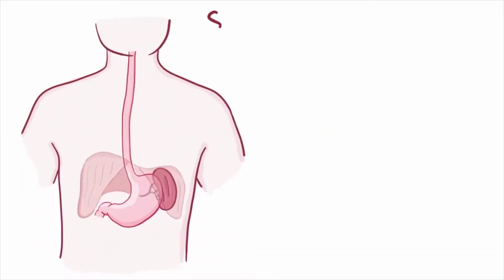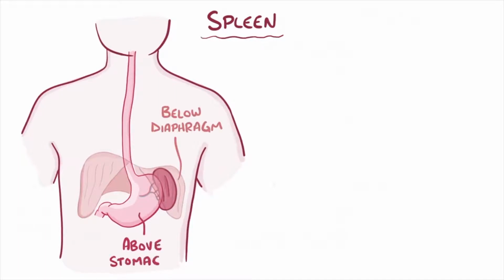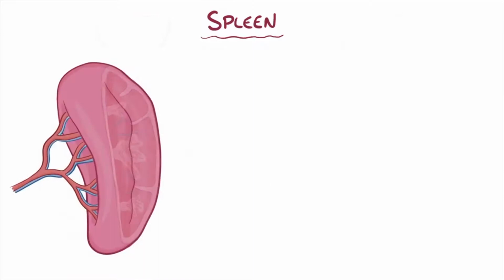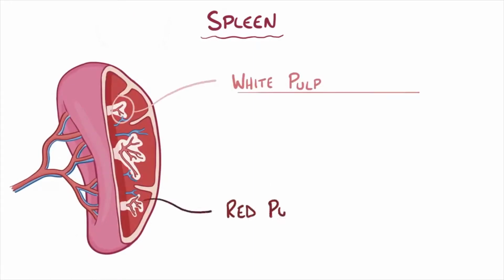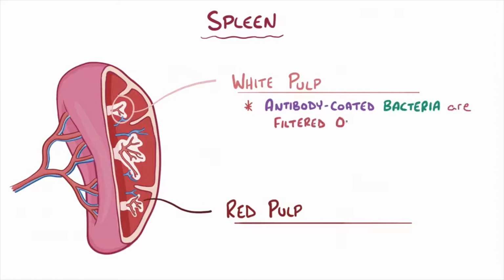Another lymphoid organ is the spleen, which is about the size of a fist and sits on the left side of the body below the diaphragm and on top of the stomach. The spleen has both white pulp and red pulp. The white pulp is where antibody-coated bacteria are filtered out of the circulation and antibodies are generated by B cells.